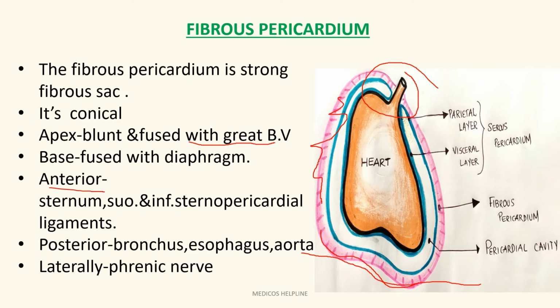Anteriorly, the fibrous pericardium is related to the sternum, the superior and inferior sternopericardial ligaments. Posteriorly, the fibrous pericardium is related to the bronchus, esophagus and aorta. Also, laterally, the fibrous pericardium is related to the phrenic nerve.